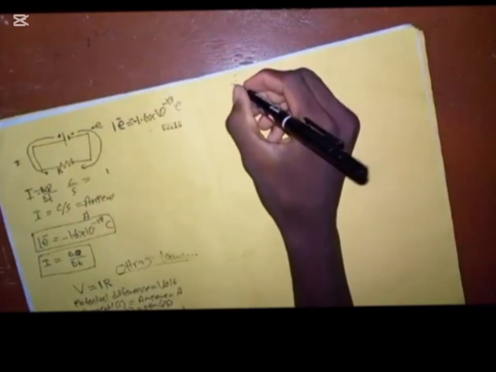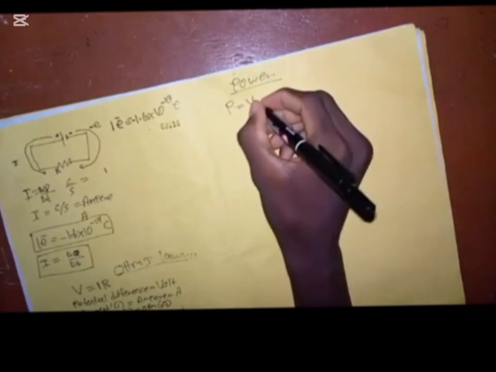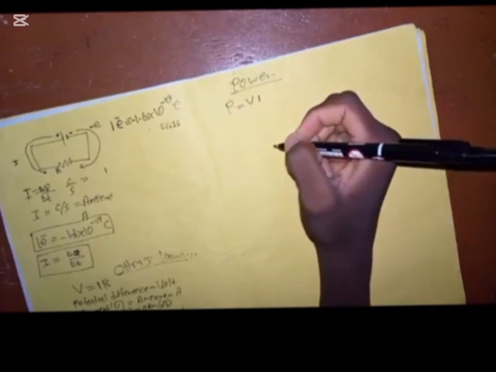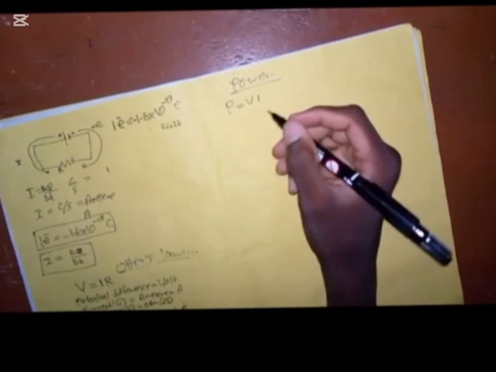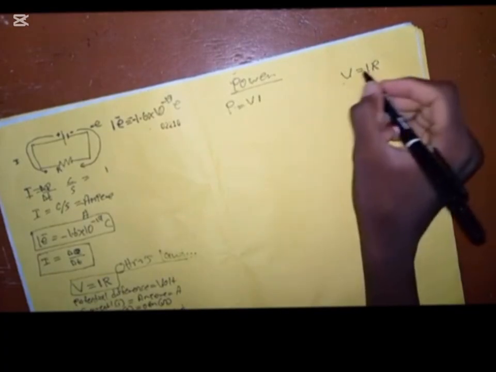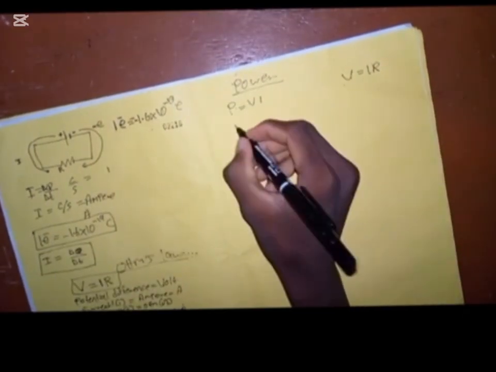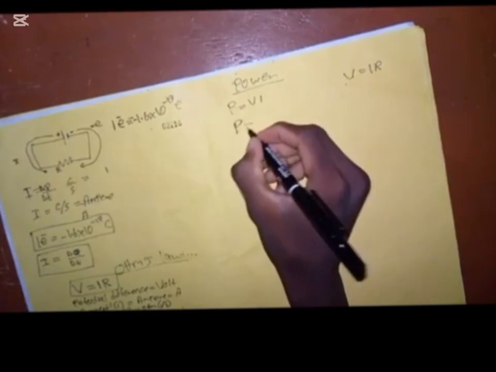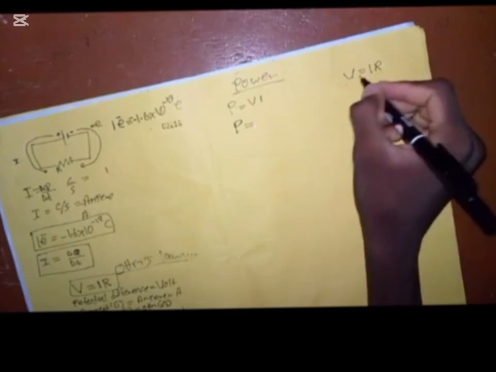When we say power, power is voltage times the current. What do we mean by power? Power is the rate at which energy is used or produced. So don't forget the Ohm's law equation, V equals IR. We can insert the value of V into this formula. The power is P equals V times I, and we can insert the value of V from Ohm's law.